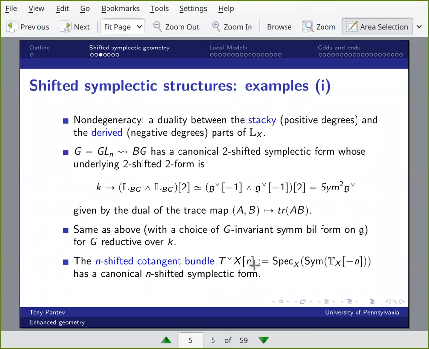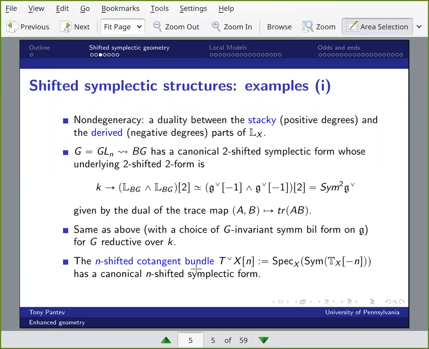But if you place the fiber of the cotangent bundle in homological degree -n, so this is the spectrum of the graded algebra, which is the symmetric algebra of the tangent complex shifted by -n, then this carries the tautological symplectic form, and now it's n-shifted. So by shifting the fiber of a cotangent bundle, you get a lot of n-shifted forms.